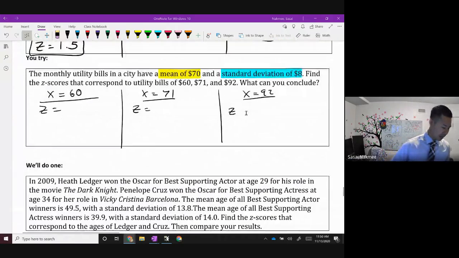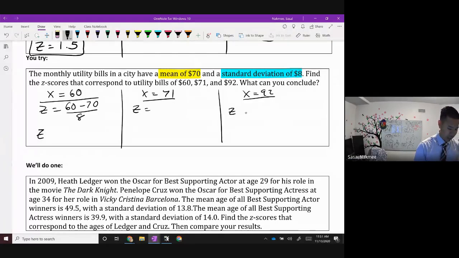We'll finish this up, and then we're going to be done with 2.5. So hopefully you guys see here, we have the mean, we have the standard deviation, and we have the values that we care about. For this first one, just plug it in. It's going to be 60 minus 70 divided by 8. Plug that into a calculator.